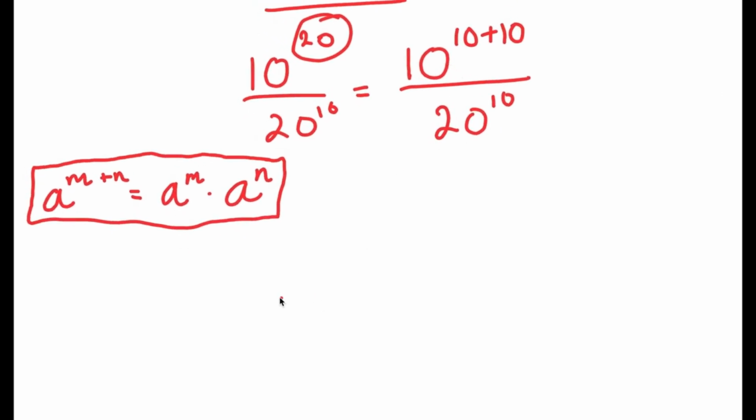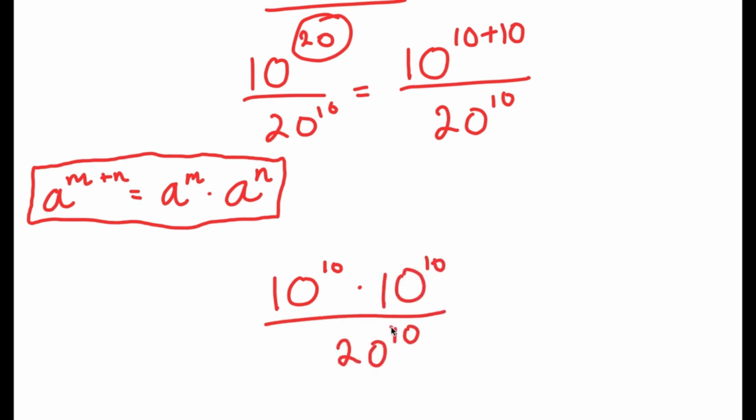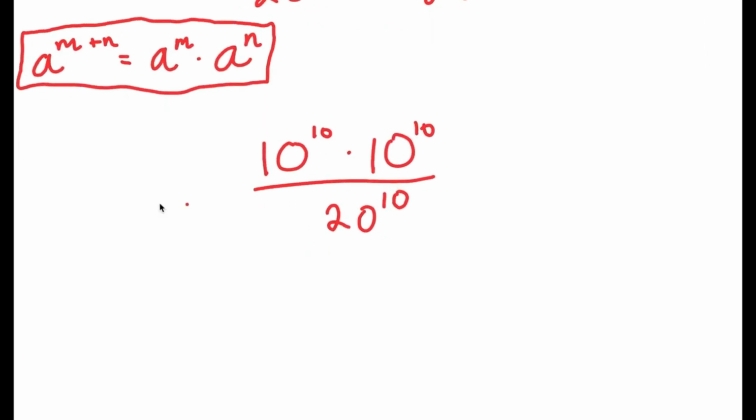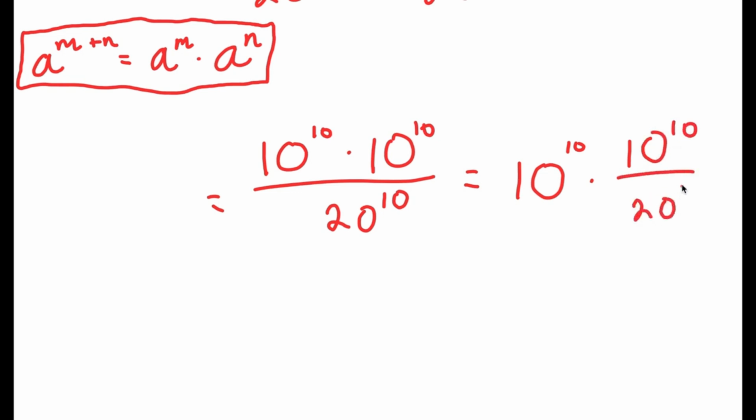So now 10 to the power of 10 plus 10, that's going to turn into, we can think of both 10 as both m and n, so this turns into 10 to the power of 10 times 10 to the power of 10 all over 20 to the power of 10. Now, this can be written as 10 to the power of 10 times 10 to the power of 10 over 20 to the power of 10.